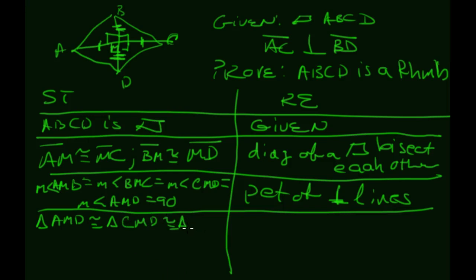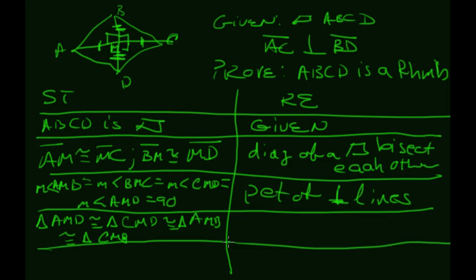Triangle AMB has to be congruent to triangle AMD, or we have AMD already, AMB, which has to be congruent to triangle CMD, or we have CMD, CMB. There we go, CMB. Basically, these four triangles are all congruent by SAS, which means that AB has to be congruent to BC, has to be congruent to DC, has to be congruent to AD, all by CPCTC.